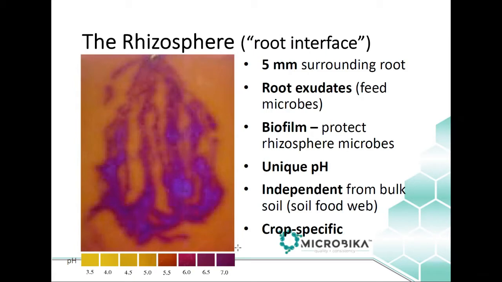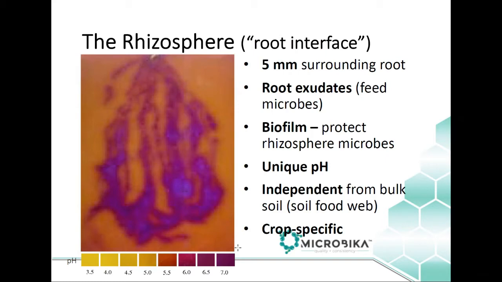So it's also the area that's under the direct influence of the root exudates. In other words, the carbon that's secreted by the root to feed the microbes in the rhizosphere. The microbes in the rhizosphere produce a biofilm, first of all, to protect these rhizosphere microbes. You can also see on that picture, the rhizosphere has a very unique pH. That is a picture of a corn root system. You can see the pH of the rhizosphere is more or less 7, whereas the soil pH is 5.5.